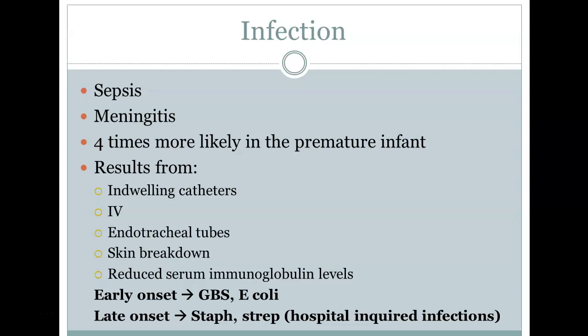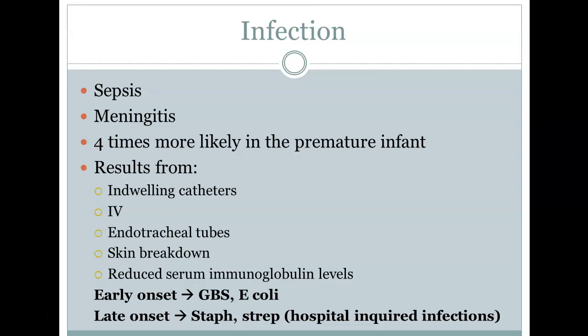Another complication in the preterm infant is infection, and that's a big one. So sepsis and meningitis are two of the common things that can occur. It is 4 times more likely to occur in the premature infant than in a term infant, and it can result from indwelling catheters that are placed in them, IVs, endotracheal tubes, skin breakdown, and the reduced serum immunoglobulin levels.